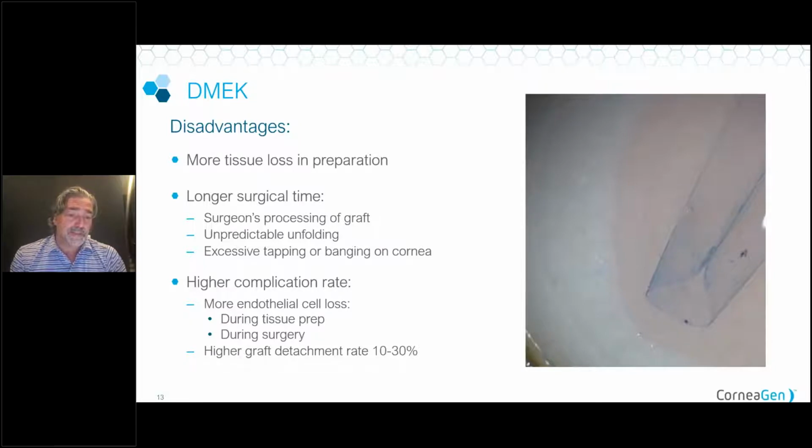And a lot of the studies have shown a 10 to 30% rebubble rate with DMEK. And maybe the endothelial cells get a little bit beaten up and we lose a little bit more cells, either from the prep or from the actual insertion of tissue. So there are some disadvantages with DMEK, and maybe why it hasn't fully been embraced, even though it's been out probably 8 to 10 years.